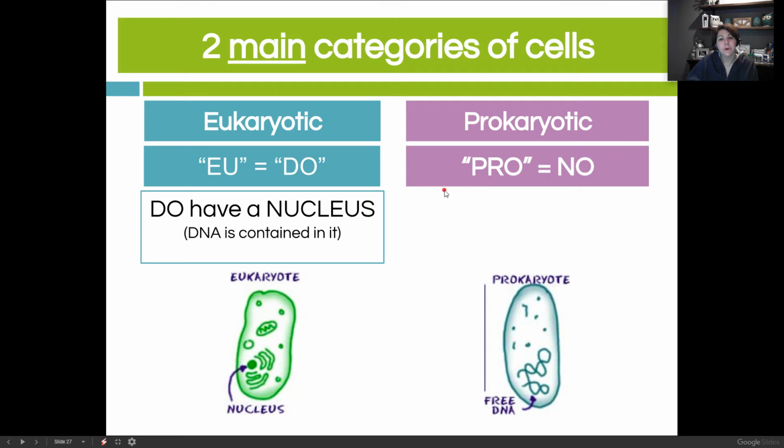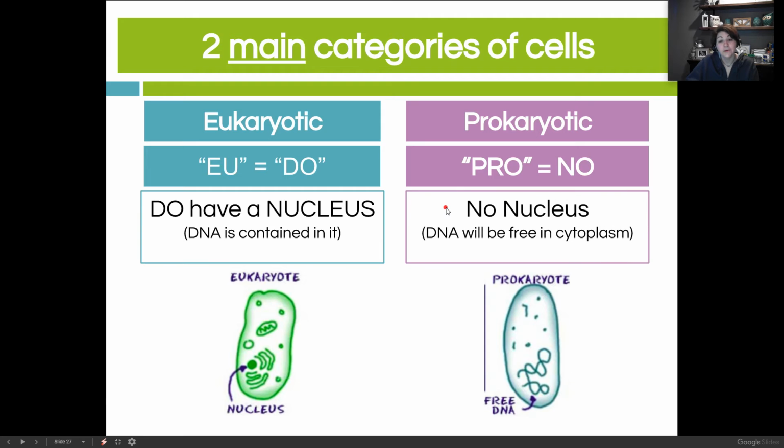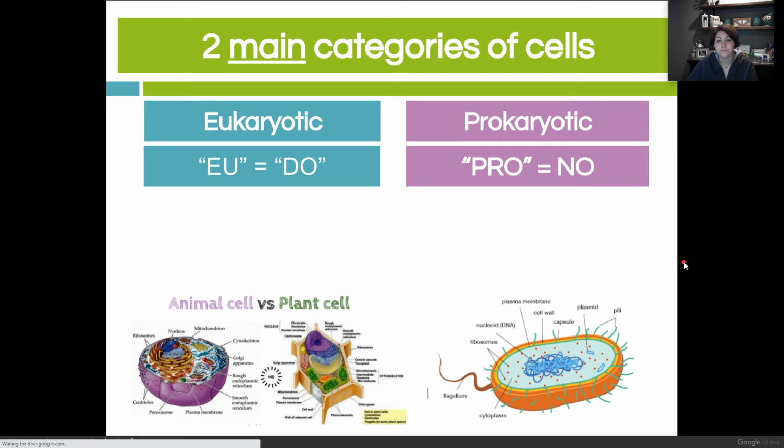I always say pro means no. So consequently, they say no to the nucleus. And instead of having their DNA contained in a nucleus, the DNA is floating freely in the cytoplasm. So it doesn't really have that extra layer of protection. So eu means do, they do have a nucleus. Pro means no, no nucleus. So that's one of the biggest ways you can tell the difference between the two main categories of cells, the eukaryotic and the prokaryotic cells.